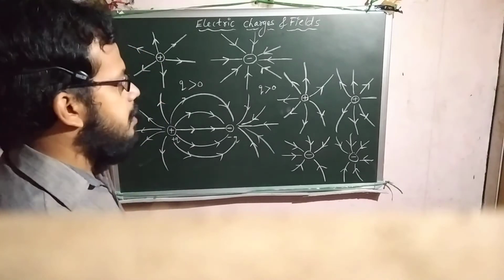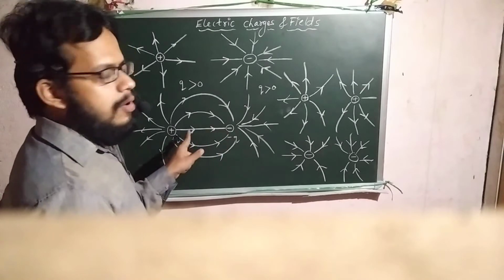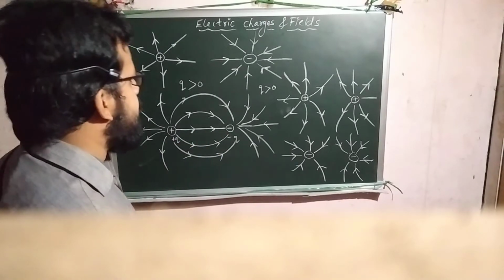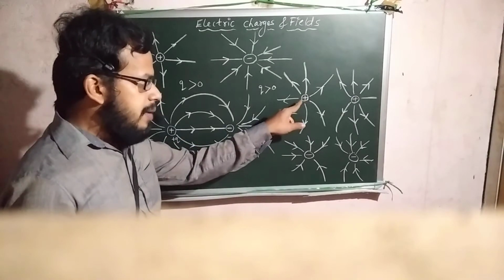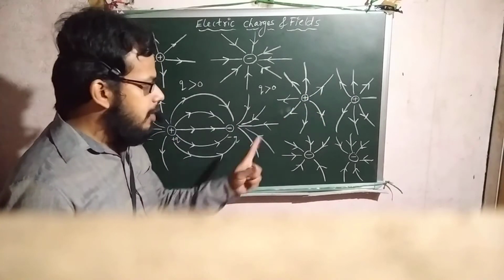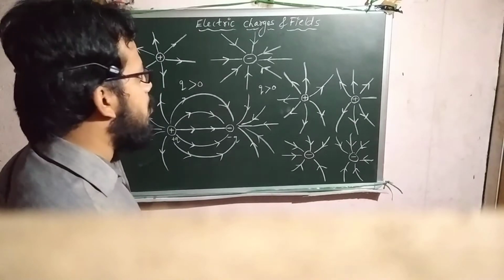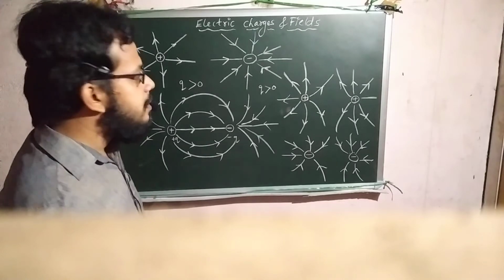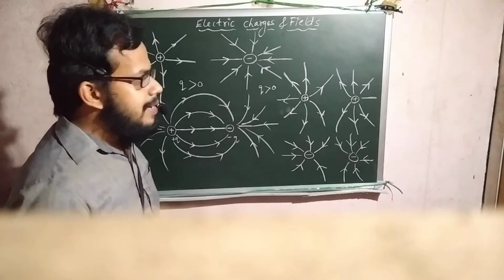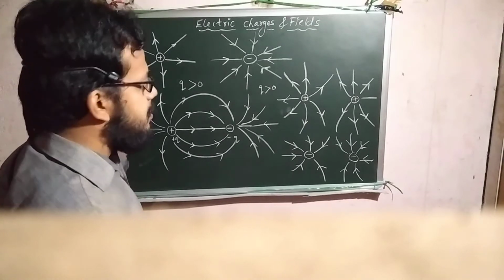For a positive charge, for a negative charge, for opposite charges, equal and opposite charges, that is plus and minus, and for positive charges, equal charges, negative charges, right? This is how we draw the electric field lines for different charges. Simplest cases we have seen. This is the thing that is included in your syllabus.